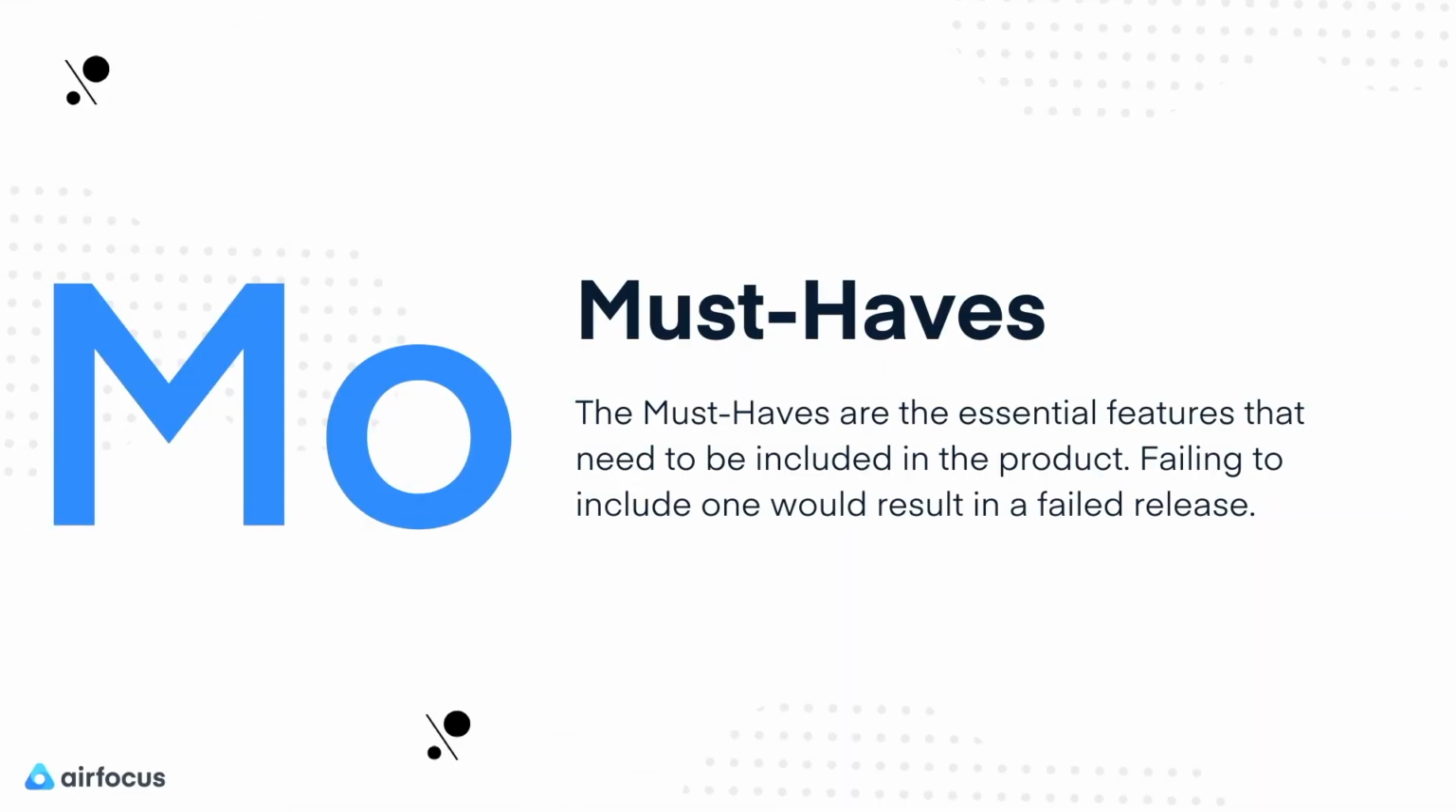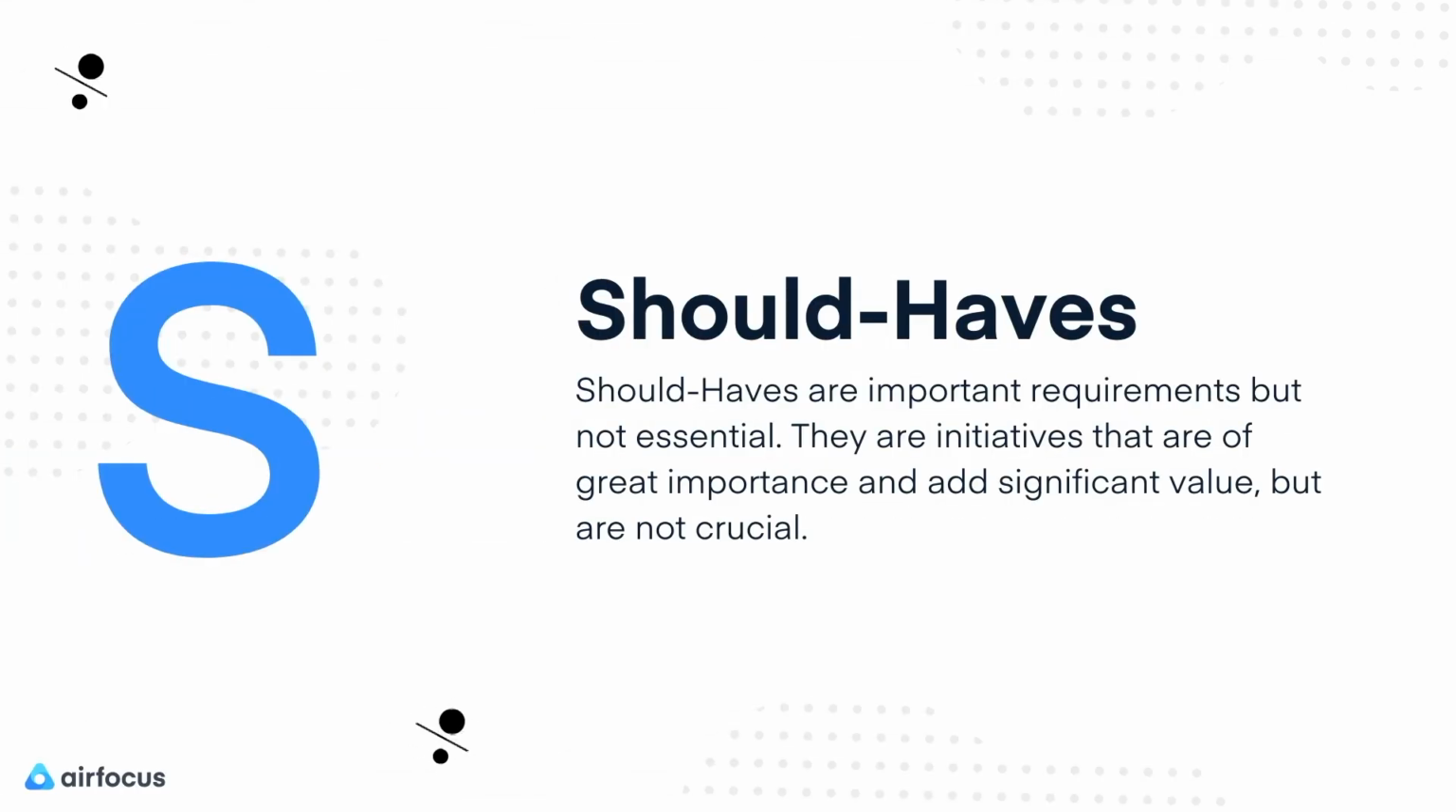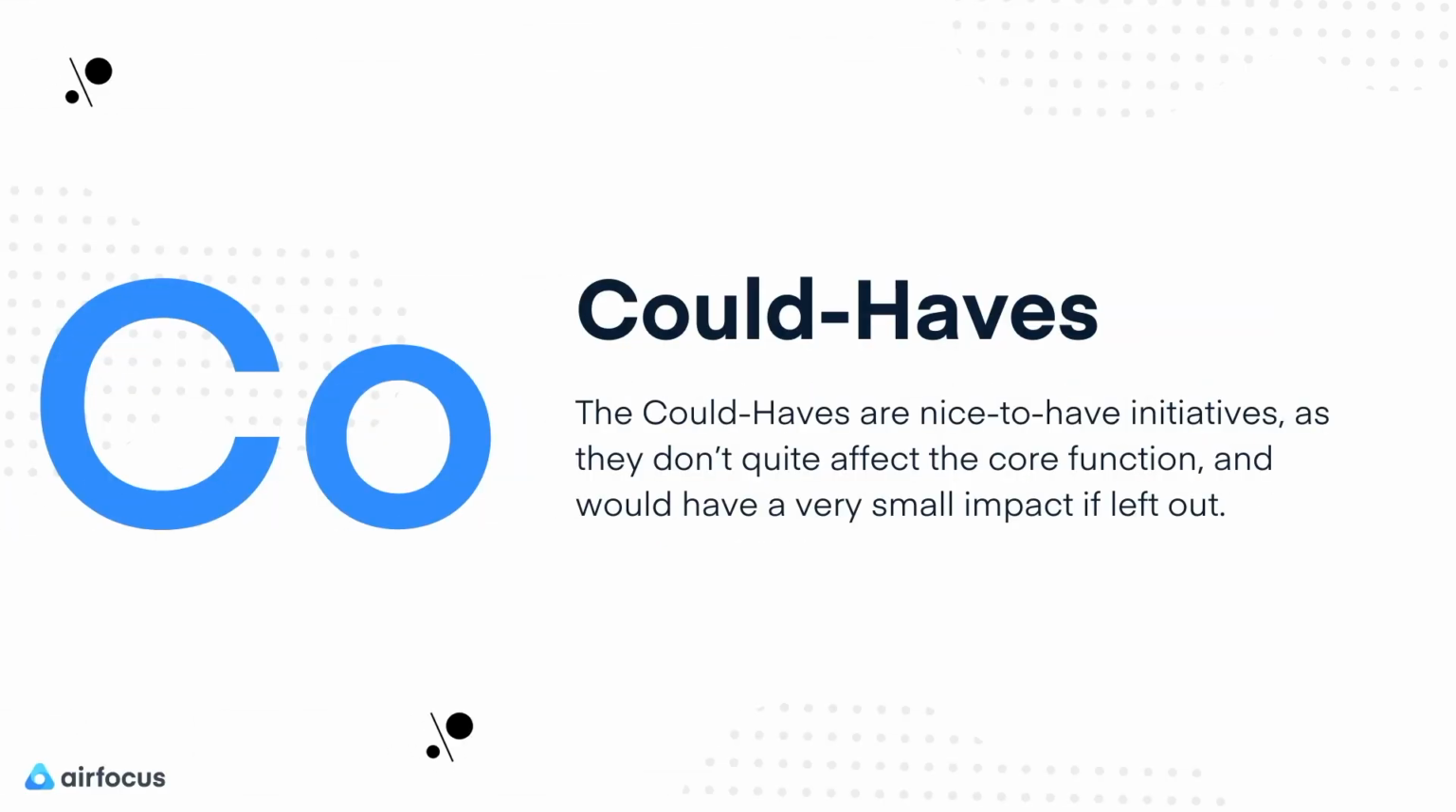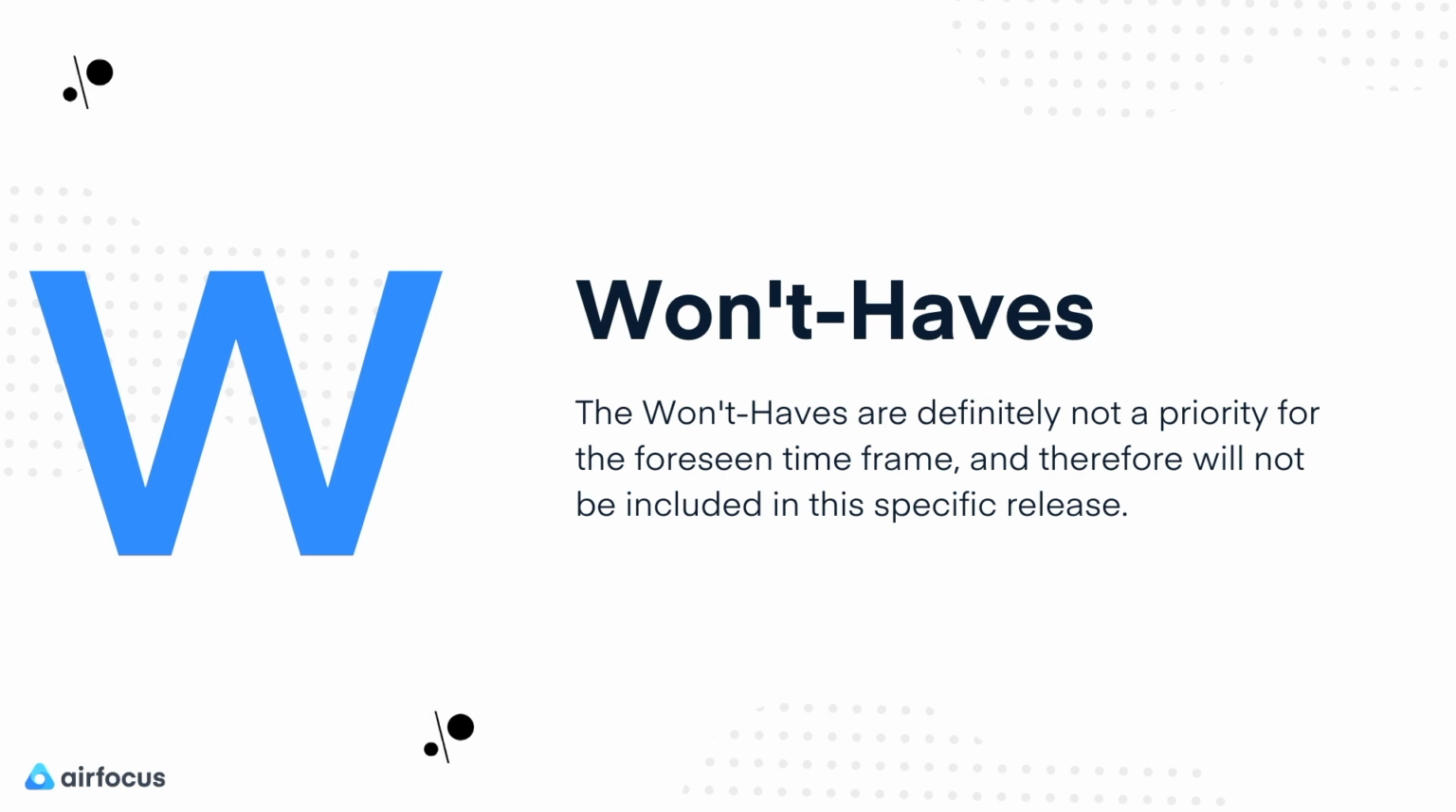The must-haves are the essential features that need to be included in the product. Failing to include one would result in a failed release. Should-haves are important requirements, but not essential. They are initiatives that are of great importance and add significant value, but are not crucial. Next, in the could-have bucket, you have your nice-to-have initiatives, as they don't quite affect the core function and would have a very small impact if they were left out. And lastly, we have the won't-haves. These are definitely not a priority for the foreseen time frame, and therefore will not be included in the specific release. In other words, they are out of scope.